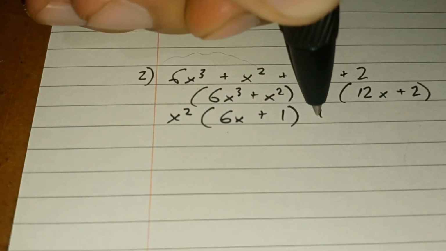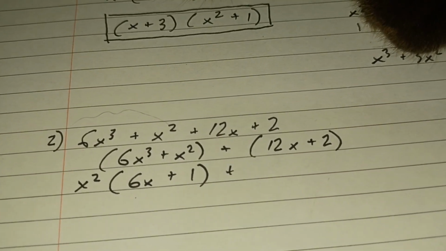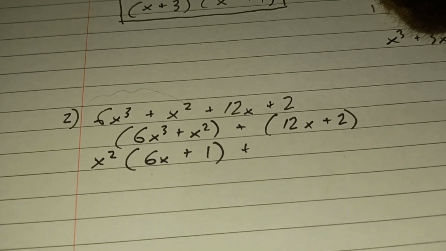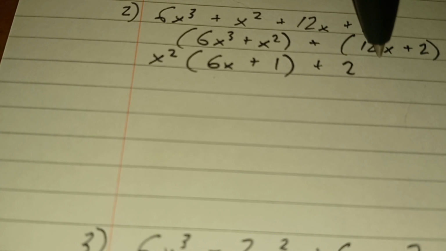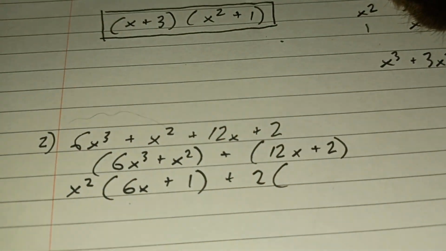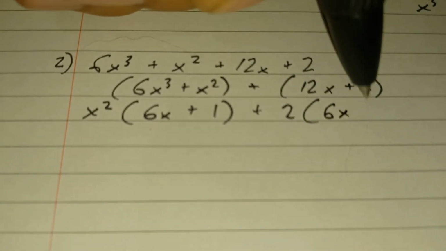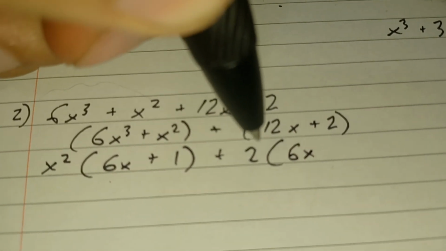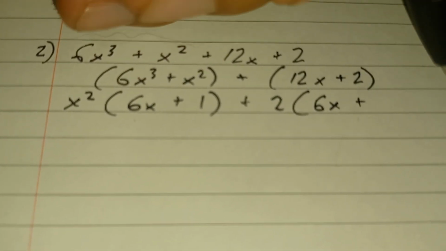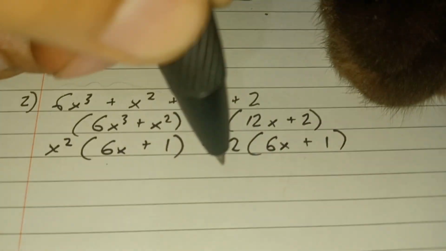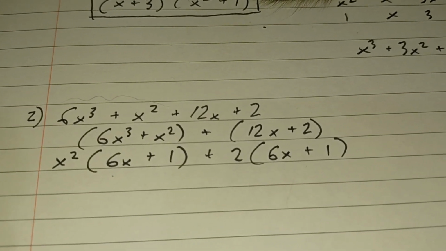Now we can factor out what these two have in common. What can we take out of 12 and 2 that they have in common? A 2, right? So we can take out a 2. When we take out a 2 from 12x, we get 6x. Again, with the distributive property, 2 times 6x gives us 12x. And when we take out a 2 from 2, we just get a 1 here, because 2 times 1 is 2. So this is how we factor it.